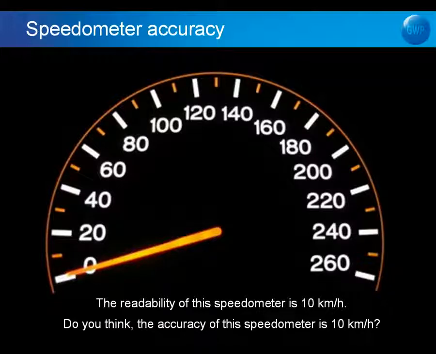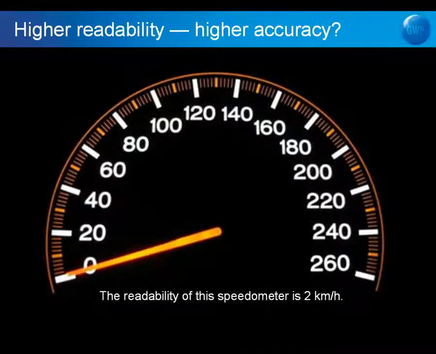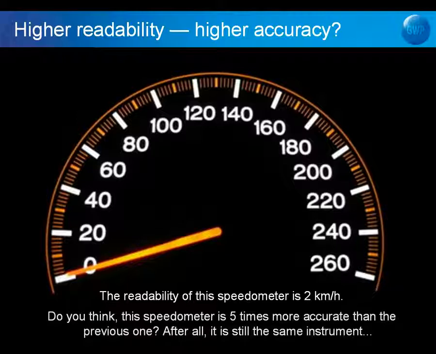The readability of this speedometer is 10 km per hour. Do you think the accuracy of this speedometer is 10 km per hour? The readability of this speedometer is 2 km per hour. Do you think this speedometer is 5 times more accurate than the previous one? After all, it is still the same instrument. This analogy shows us that an instrument should never be selected by looking at its readability, but instead by considering other parameters.